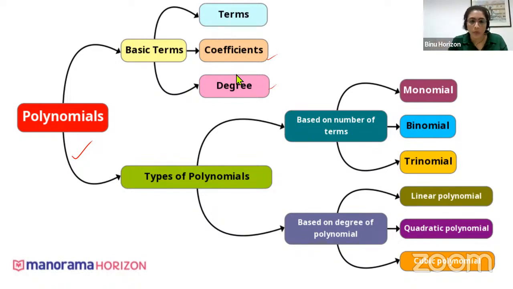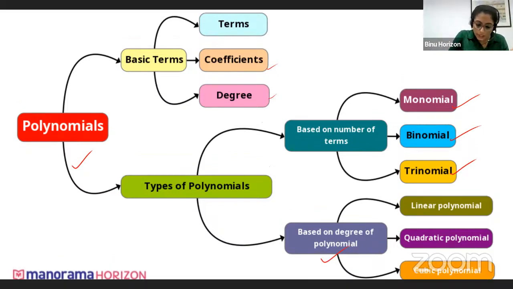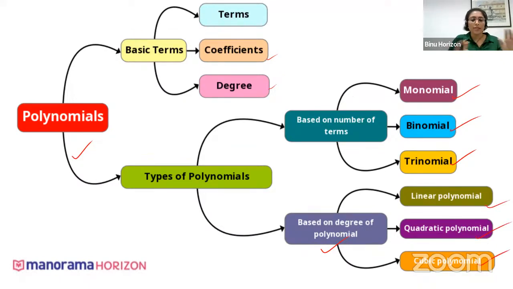Based on the number of terms, it is classified into three: monomial, binomial, and trinomial. We will go into the details. And based on the degree of the polynomial, it is divided into three: linear polynomial, quadratic polynomial, and cubic polynomial. This is the very basic outline of the chapter.